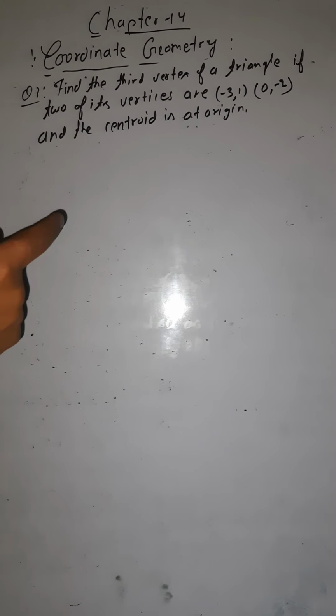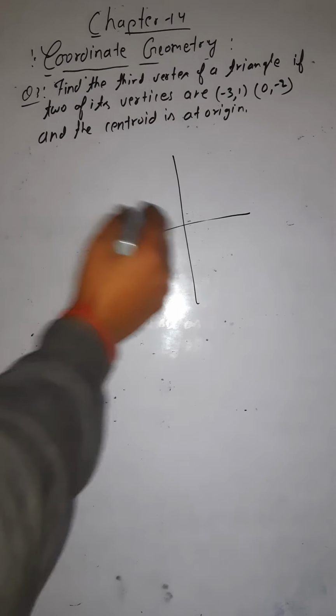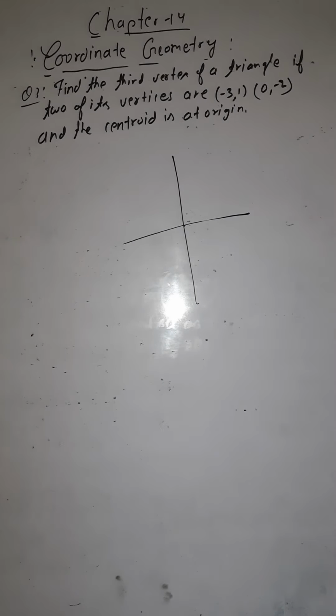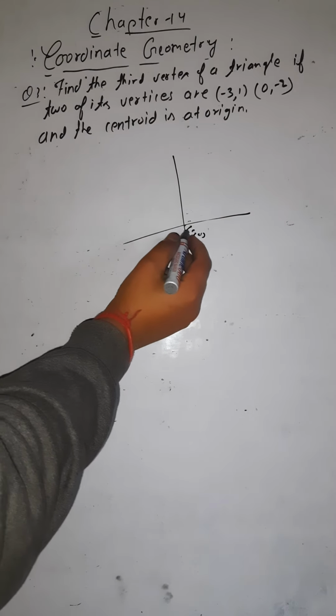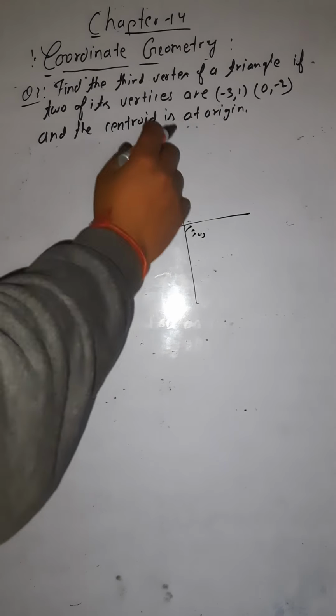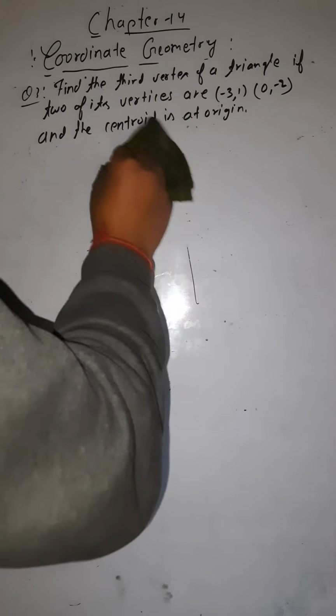Do you know the origin now? What are the coordinates of the origin? In the first video on coordinate geometry I told you: the origin is the point where both the x and y axes cut each other. So this point we call the origin. So the coordinates of the origin are (0, 0), where the x axis and y axis cut each other.